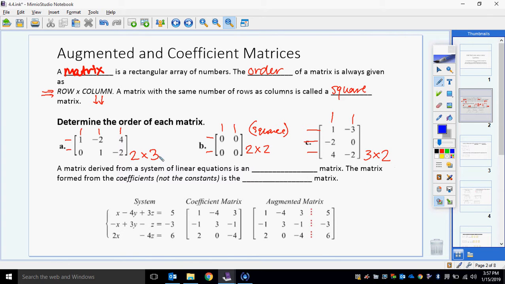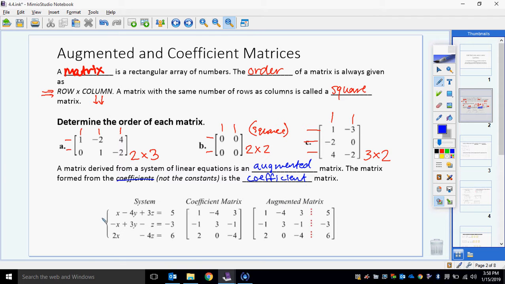All right, a matrix derived from a system of linear equations, that is, a matrix formed from a system of linear equations, is called an augmented matrix. Now the matrix formed just from the coefficients, not the constants, so not anything after the equal sign, just the coefficients, the numbers in front of the letters, is called the coefficient matrix.